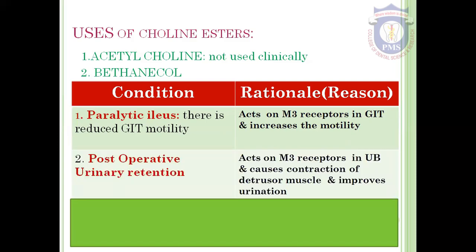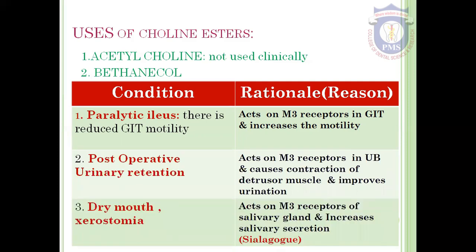So it can also be used for the management of post-operative urinary retention because it acts on M3 receptors in urinary bladder and causes contraction of the detrusor muscles and improves urination. Then it can also be used for dry mouth and xerostomia because it increases the secretion from salivary glands. So this is a sialagogue. Sialagogue means an agent which increases the salivary secretion.